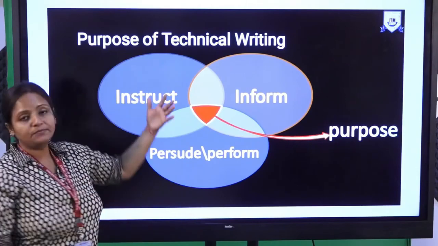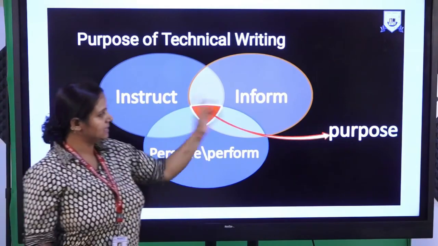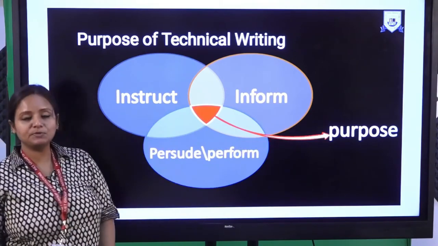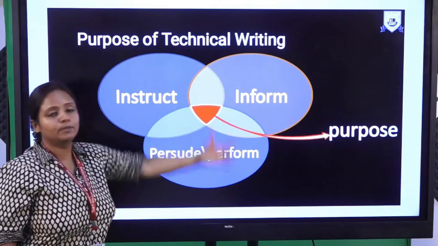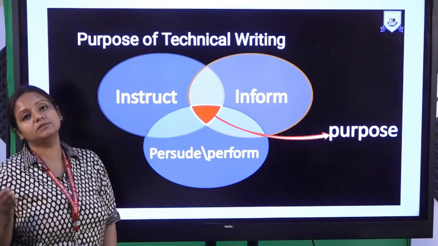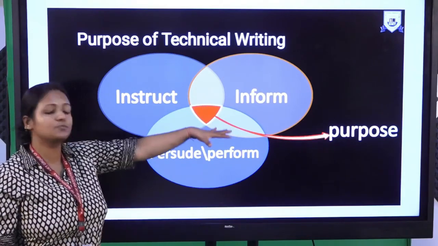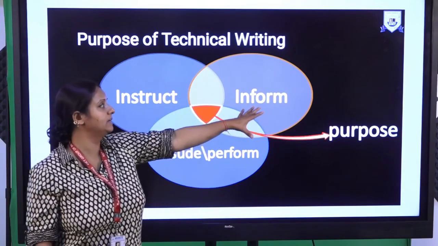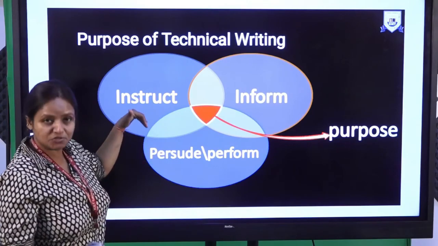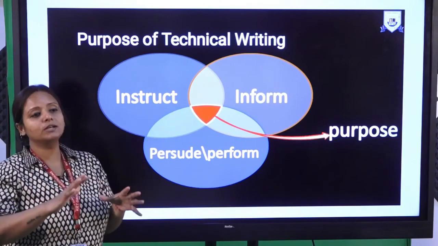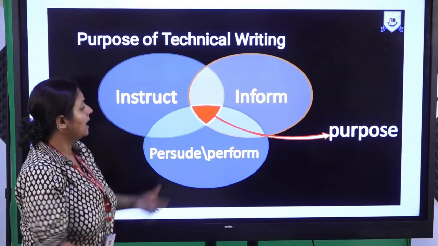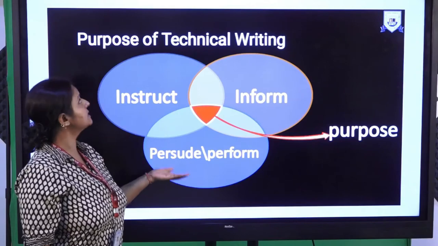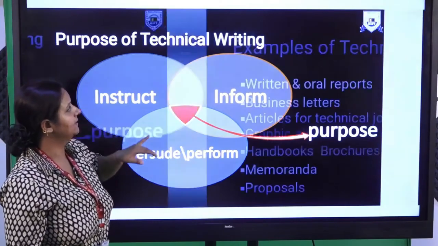Now, purpose of technical writing. In this chart, you can see in this diagram the three basic purposes of technical writing. The first purpose, like any other communication, even in general communication, is to inform. Similarly, the first or basic purpose of technical writing is to inform, then to instruct, to give an instruction or modus operandi of how something is to be done, and to persuade or to perform. These are the three basic functions or purposes of technical writing.